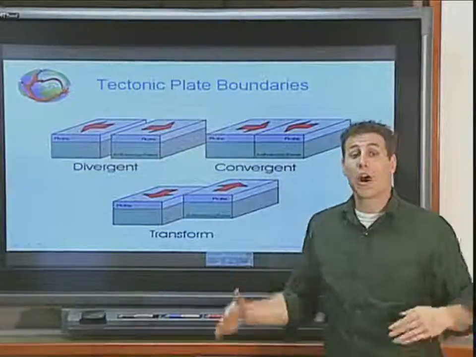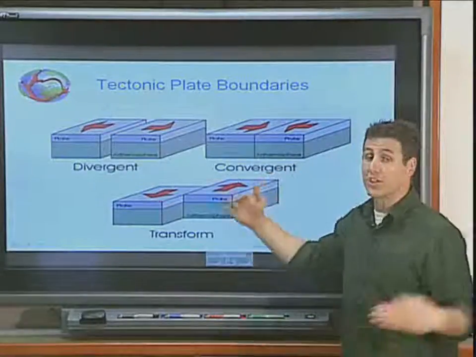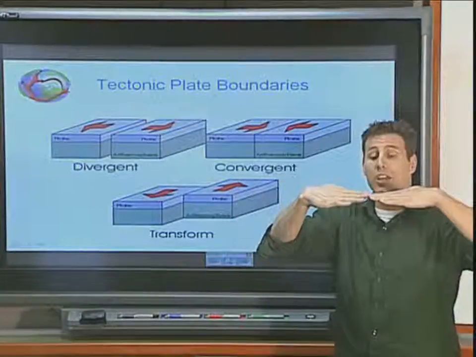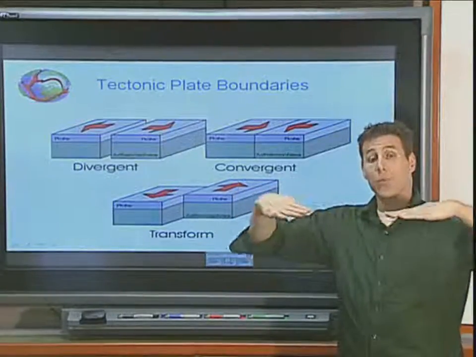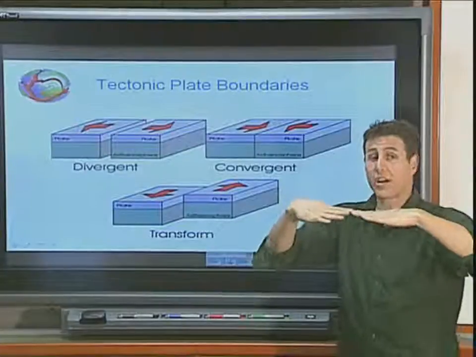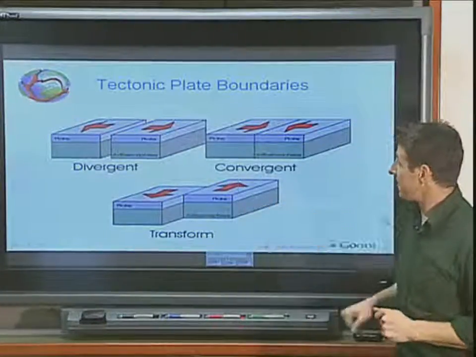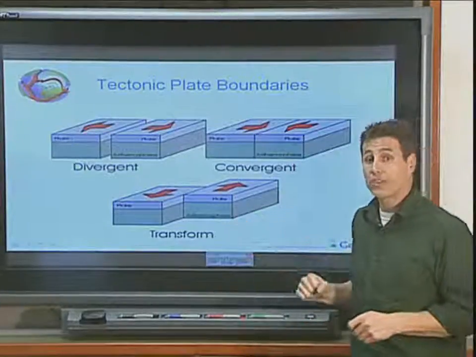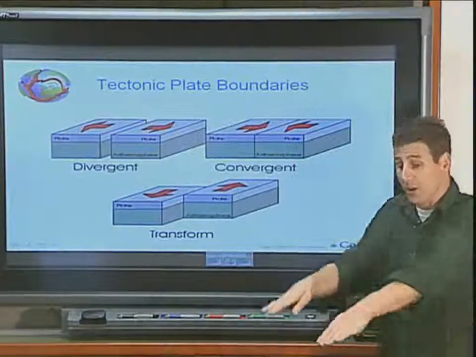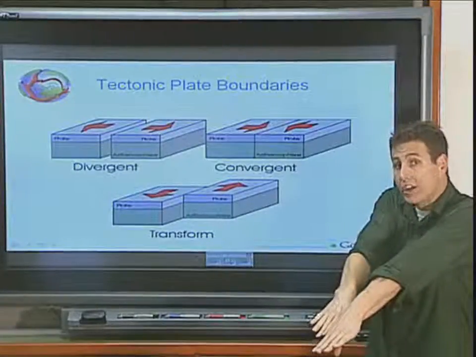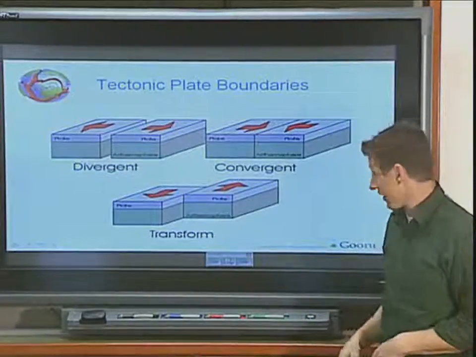Then here we have convergent. Converge meaning to come together. So that's when we have two plate boundaries where the plates are coming together. And when they do, they can cause lots of different things to happen. We'll get into that in just a moment. And then finally, we have our transform plate boundaries, or transform fault. And that's when you have two plates side to side, and they're sliding along each other and grinding each other as they go.